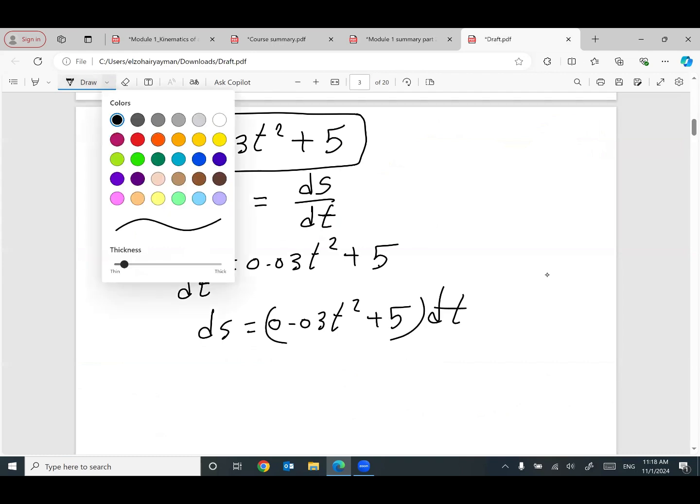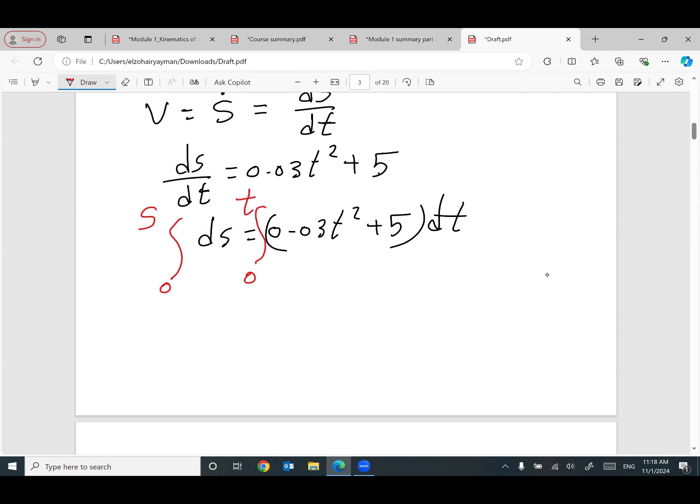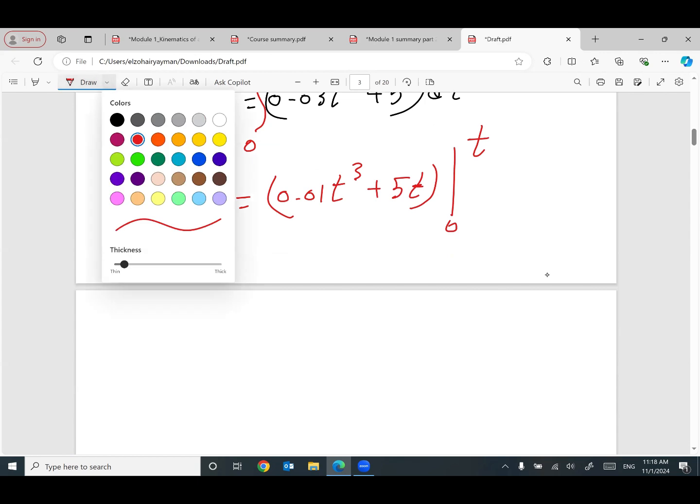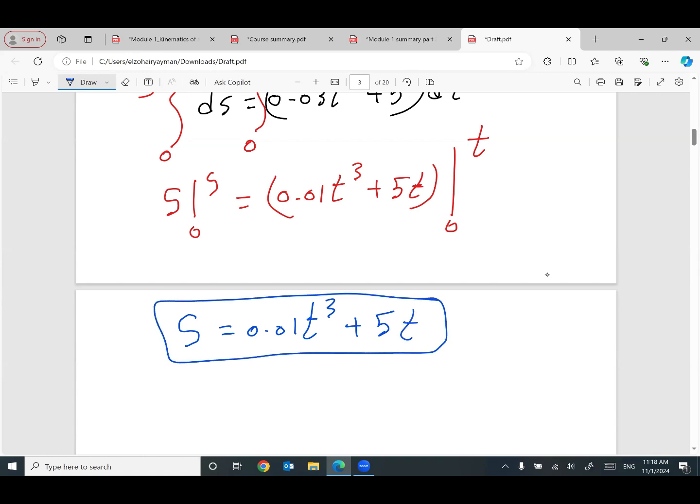If you do integration for the two sides, this integration from 0 at the beginning to s, this integration from the initial time 0 to t. So this one will be s from 0 to s. This one will be 0.01 t cube plus 5t from 0 to t. So the final conclusion, I can say your s, the final position as a function of time, will equal 0.01 t cube plus 5t. That makes sense?